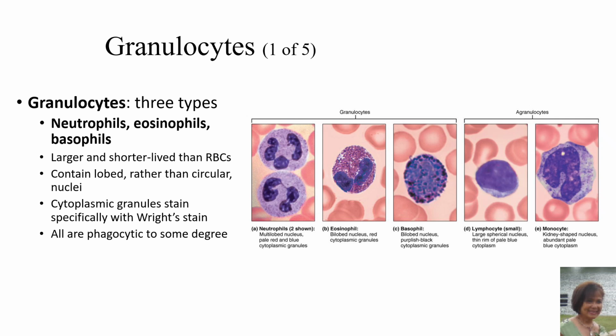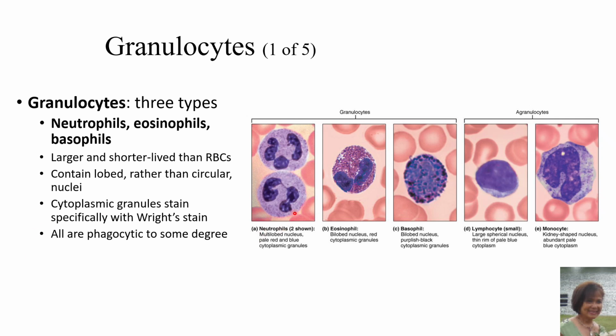White blood cells can live up to 100 to 120 days. Your granulocytes live less, depending on how active they are. If you are sick and they are actively defending you in the immune response, they can use up their energy and die quickly. Some of them live only a week or sometimes only 15 days. They contain lobed rather than circular nuclei. Their cytoplasmic granules stain different colors with the right stain, and they are all phagocytic to a certain degree.